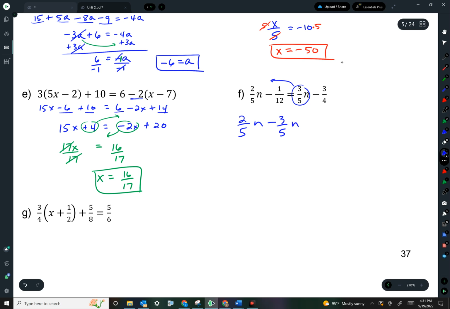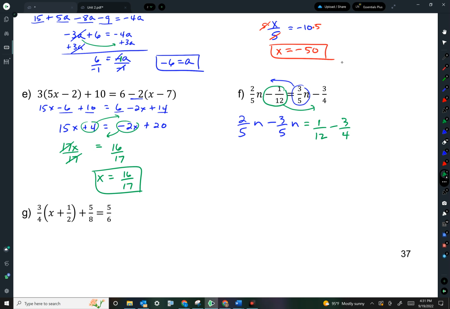in just a minute. And how about at the same time, since I want the x's on one side and everything else on the other, how about at the same time I just go ahead and add that 1/12? So on the right side, I've got my positive 1/12, but I already had that negative 3/4 over there. Okay, so I've gotten all my n's on the same side, so I have to figure out how do I combine 2/5 n and negative 3/5 n.